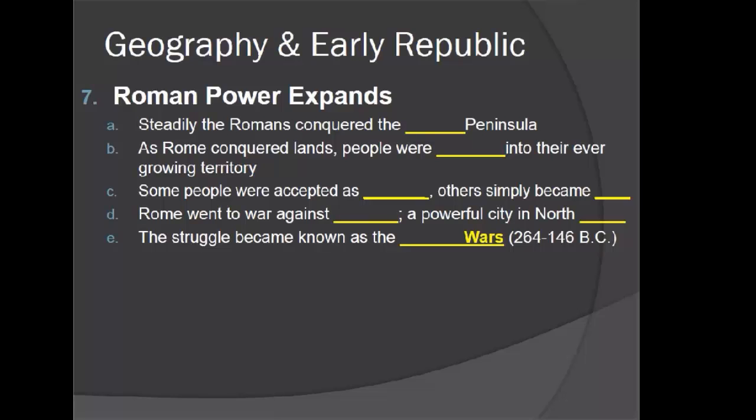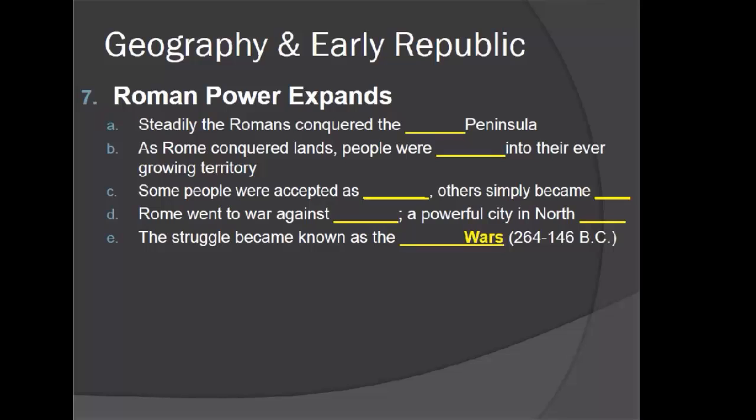So, Roman power expands. Steadily, the Romans conquered the Italian peninsula and took over the entire peninsula. As Rome conquered lands, people were absorbed into their ever-growing territory. Some people were accepted as citizens, others simply became allies. Now we're going to pause here because the important thing to realize is that citizens had the power to vote if you were a male, as compared to allies. The really only difference between the two is that citizens could vote and allies couldn't.